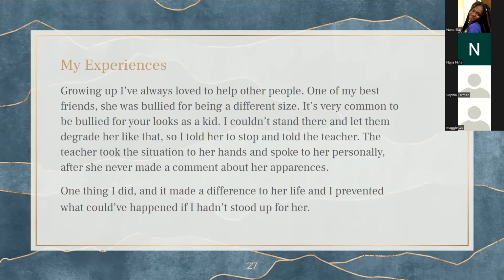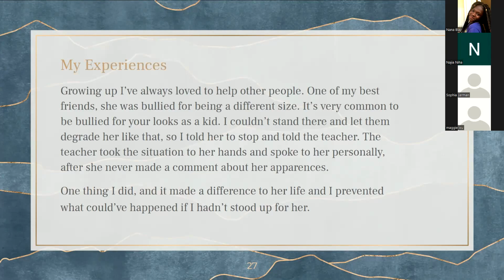In my experiences, I've always loved to help other people, because I don't like seeing people feel like they're being belittled. One of my best friends was bullied for being a different size, and it's very common to be bullied for your looks as a kid. And I just couldn't stand there and let them degrade her like that. So I told them to stop and told the teacher. And the teacher took the situation into her hands and spoke to her personally after that situation. And she never made a comment about her parents ever again.